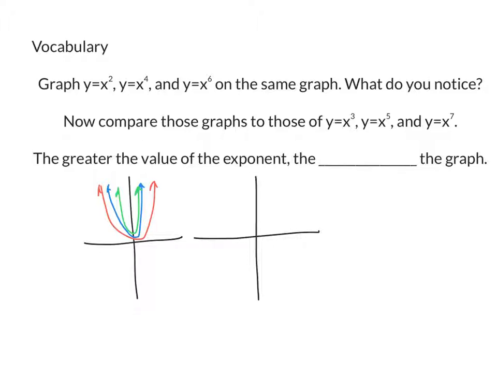the odd functions, again, the original x cubed will look like that, and then x to the fifth, and then x to the seventh. And so what we'll notice is that the greater the value of the exponent, the skinnier the graph.